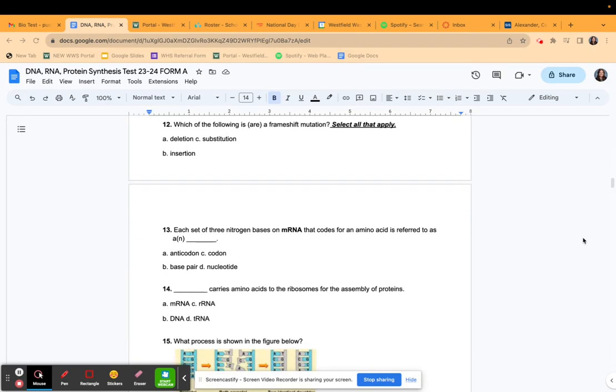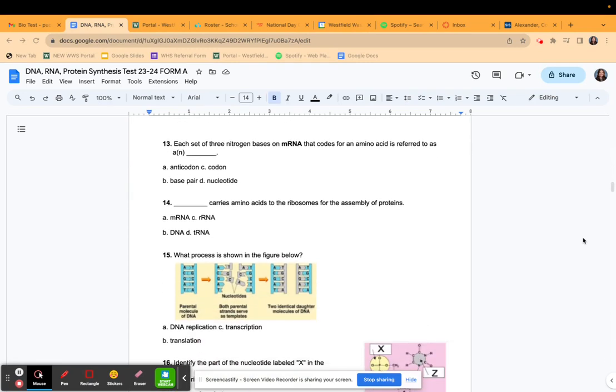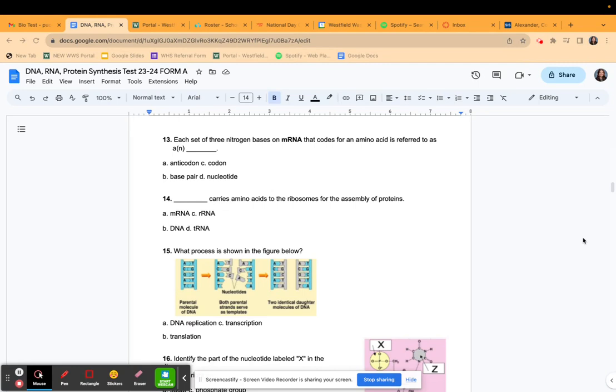Number 12. Which of the following is or are a frame shift mutation? Select all that apply. A. Deletion, B. Insertion, or C. Substitution. Number 13. Each set of 3 nitrogen bases on mRNA that codes for an amino acid is referred to as an: A. Anticodon, B. Base pair, C. Codon, or D. Nucleotide.